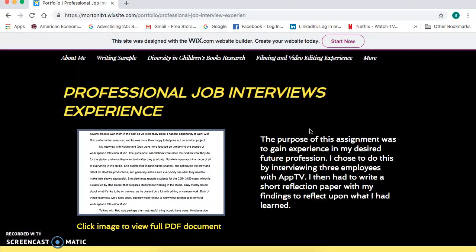And then last but not least, I interviewed Rob Gelber, and he is the general manager of App TV. He was one of the founders. He's behind everything. He generally manages everything. And my interview with him, because he is a bit older and has more experience, was more focused on getting started in the media industry, in terms of what to expect, how to freelance, and advice he has.